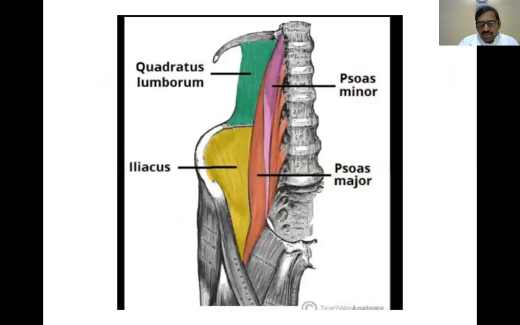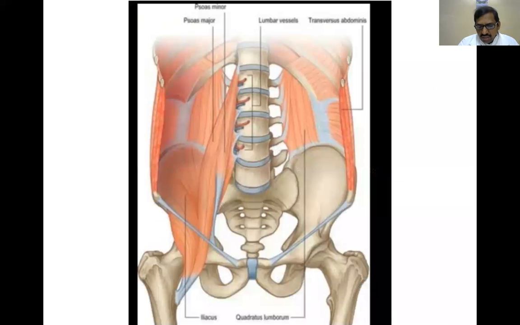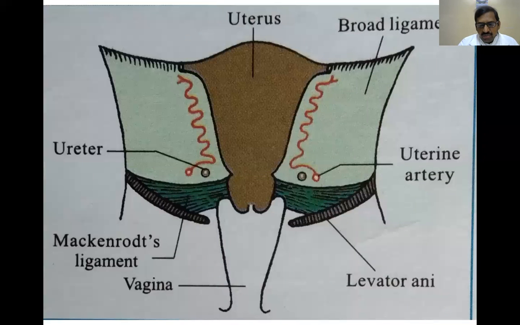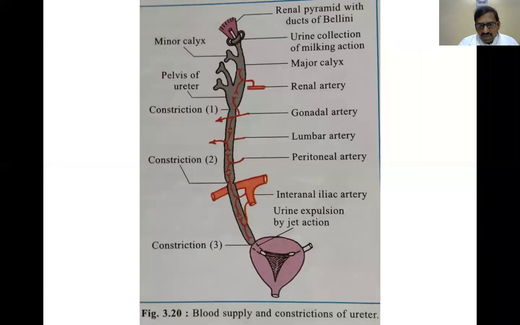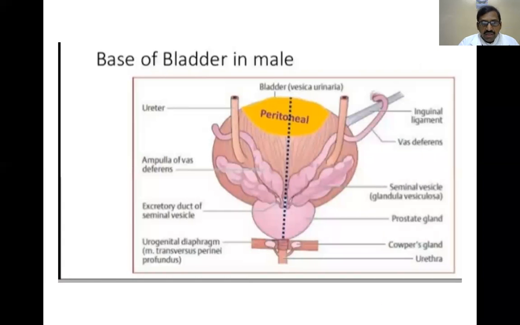Next, the kidney and ureter: different parts of the ureter, and the clinical importance of the ureter, which is very, very important clinically. Sorry, I forgot the male. In the male, the ureter is related to the vas deferens and seminal vesicles, in the posterior part or base of the urinary bladder. This is the relation of the vas deferens and the ureter in the male.